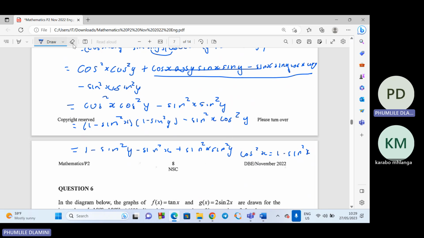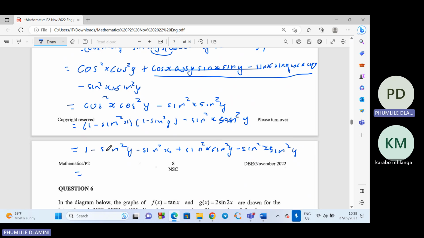Then let me delete this here so that I can write properly. Then we also have minus sin squared x, cos? No, it can't be cos. It's sin squared x sin squared y. Yeah, I just made a mistake here. It's sin squared y, ne? Sin squared y.